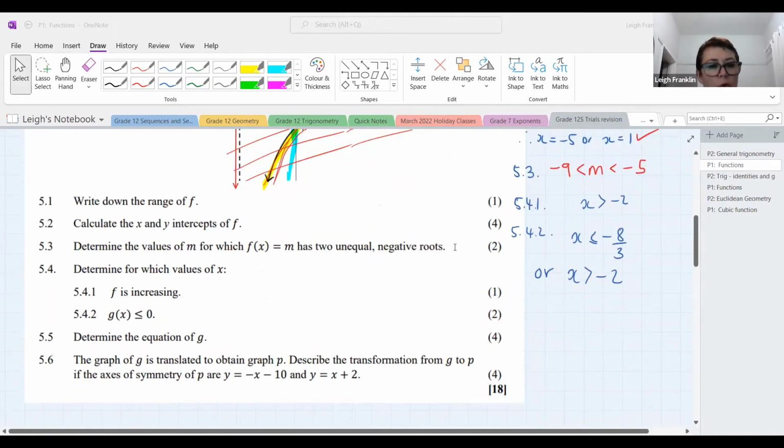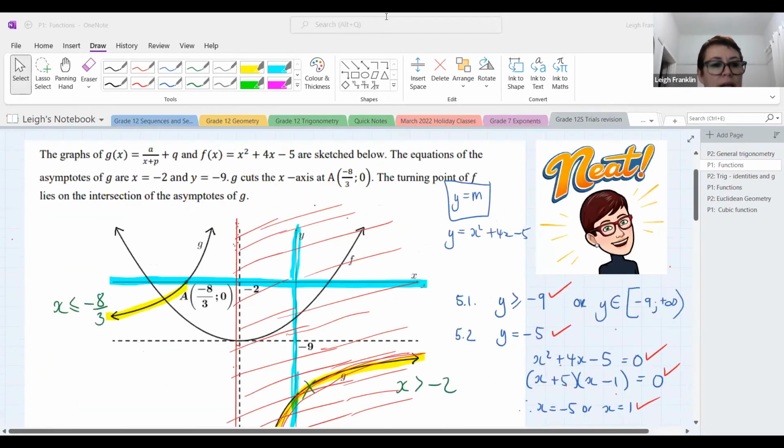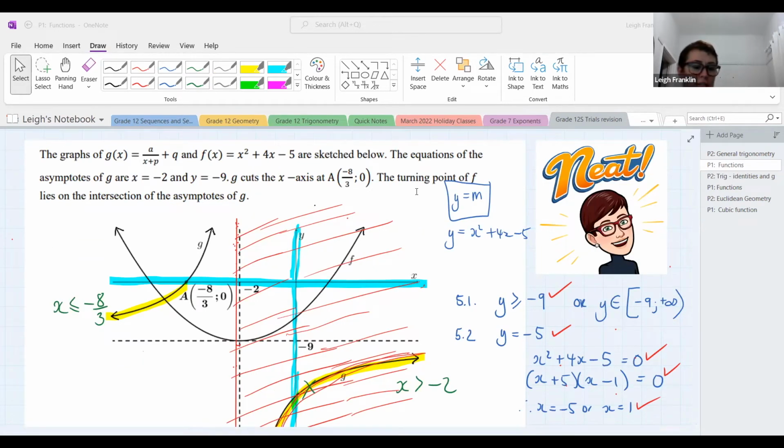Now they want the equation of G. G is the hyperbola. So it takes the form g of x equals a over x plus p plus q. Remember they've given us the equations of the asymptotes. x is equal to -2 and y is equal to -9. So now they want us to write down the equation. I'm going to be quiet for a little bit and let you guys try that on your own. So the equation of g of x, please.